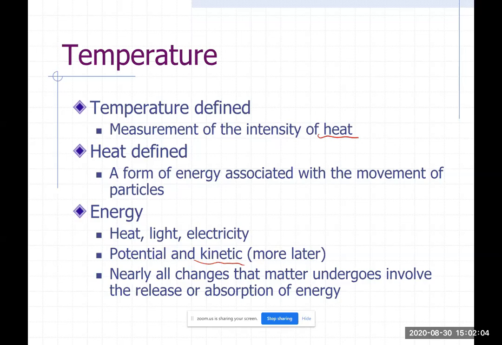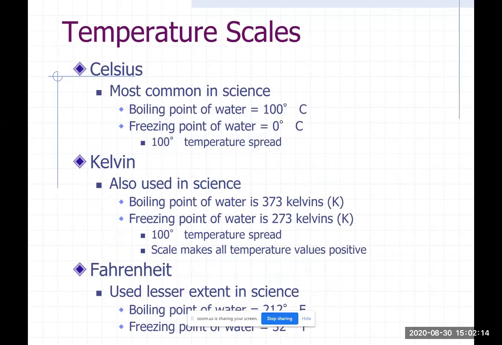But it's important to know that nearly all changes that matter undergoes involve some sort of release or absorption of one of these types of energy. There's 3 different scales of temperature that we're going to look at, but we're mostly going to use Celsius. We will use Kelvin when we get to gases. You cannot calculate gases without using Kelvin scales, and we'll talk about why that is when we start talking more about gases. In the lab, we have a tendency to use Celsius because the thermometers that we have measure Celsius.